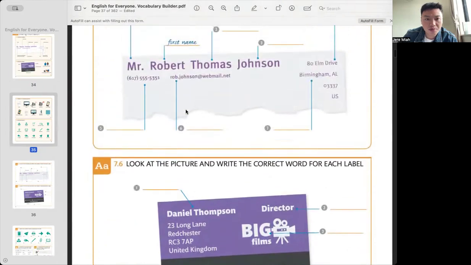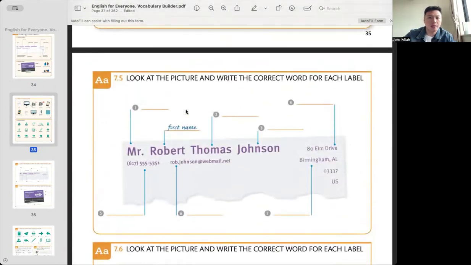Yeah, let's move to the next one. Okay, so look at the picture and write the correct word for each label, right? Here's a picture that shows a business card. I'll tell you the details, and you tell me the label, right? So what stands like Mr. Robert Summers Johnson, and Robert is the first name, right? Exactly. Robert is the first name, and Summers Johnson would be the last name.